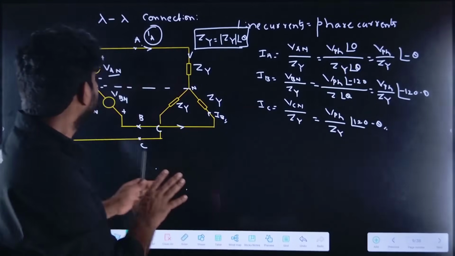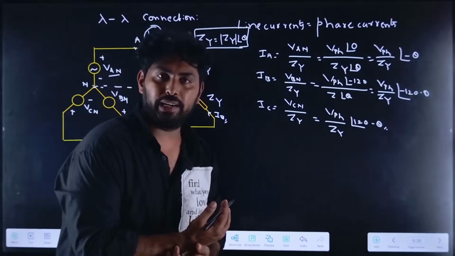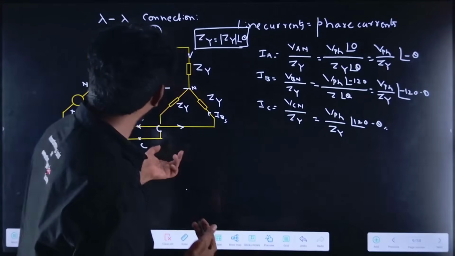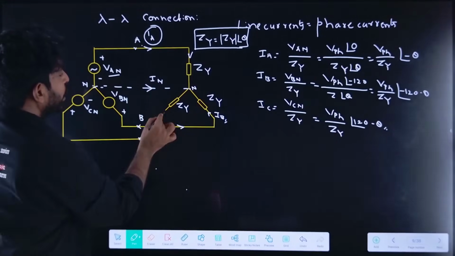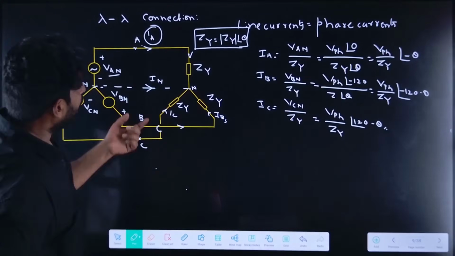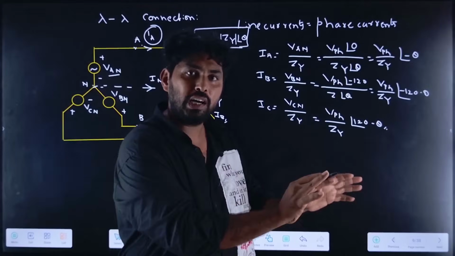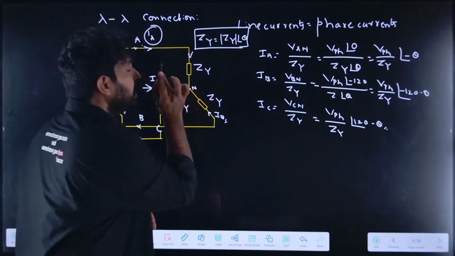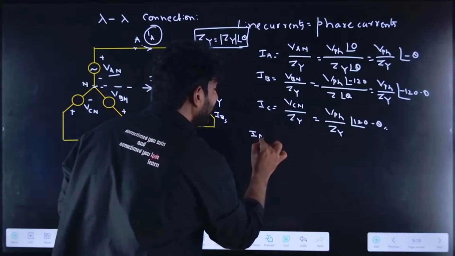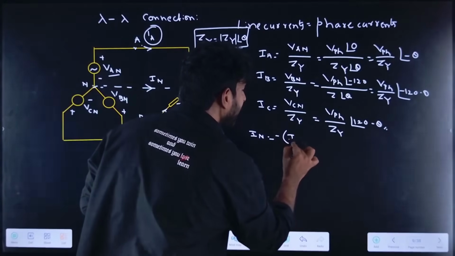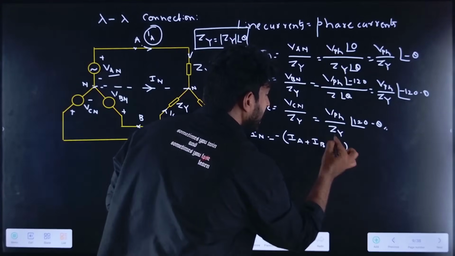Very easy, it is the easiest circuit. For example, if I want to find the neutral current, how can I find it? Assume the neutral current is in this direction, and IC is in this direction. IA, IB, IC and the neutral current, all four currents, are approaching the common point, so they are incoming currents. I can write IN equals minus of IA plus IB plus IC.